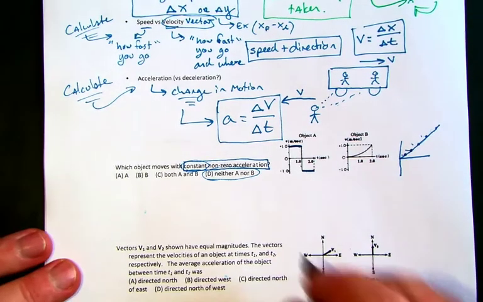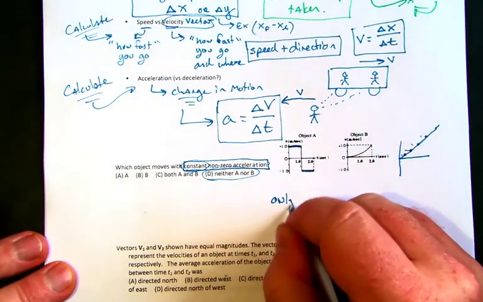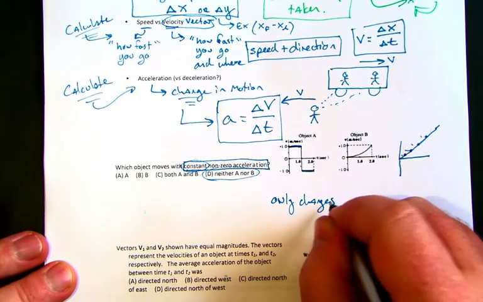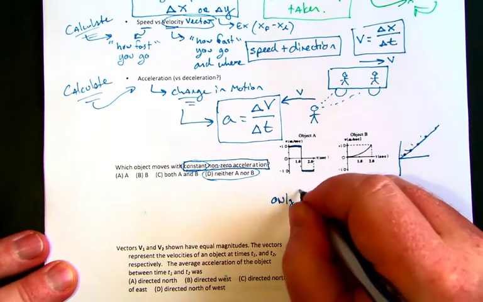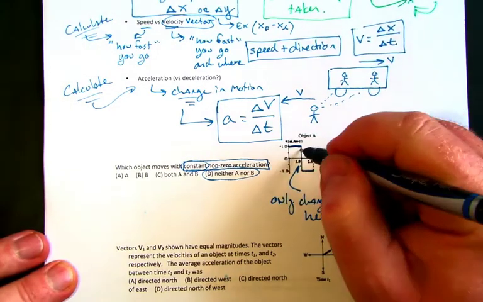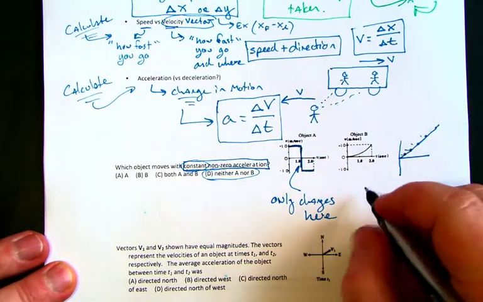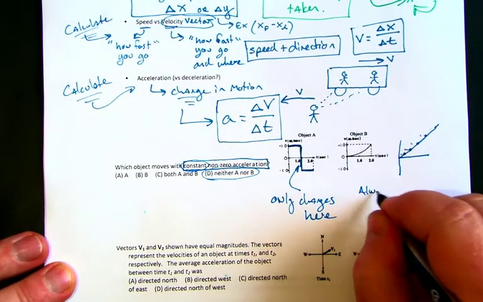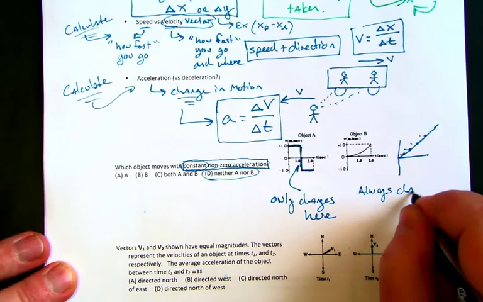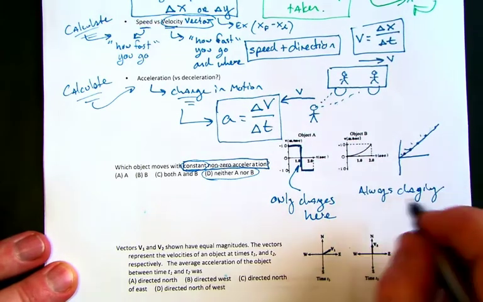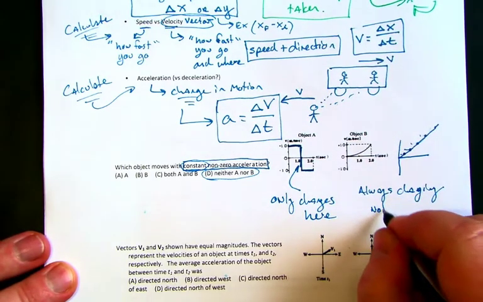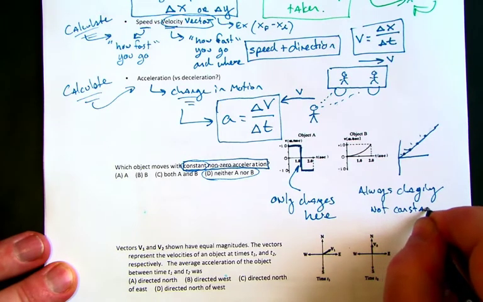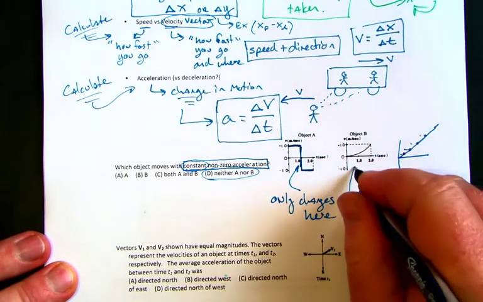So this one only changes here. During that time is when I have an acceleration. This one is always changing, but it's not constant.